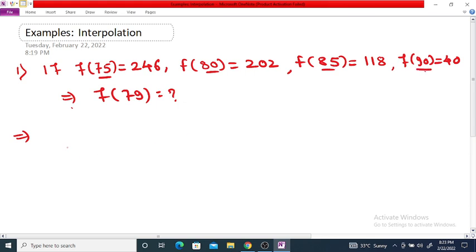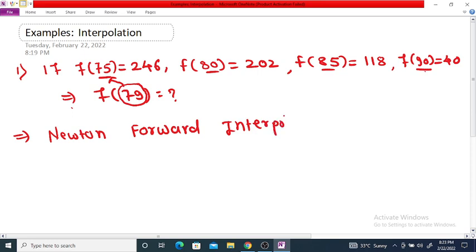are equally spaced, and now we want to determine the value of f at x is equal to 79, very close to the starting initial value, and therefore we are going to apply the Newton forward interpolation formula.